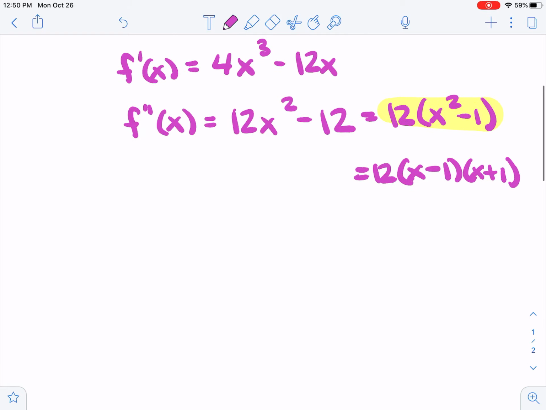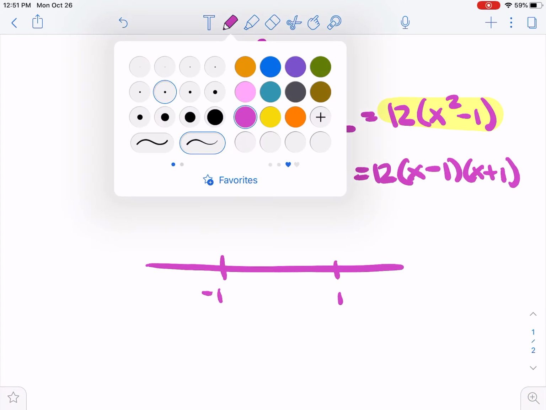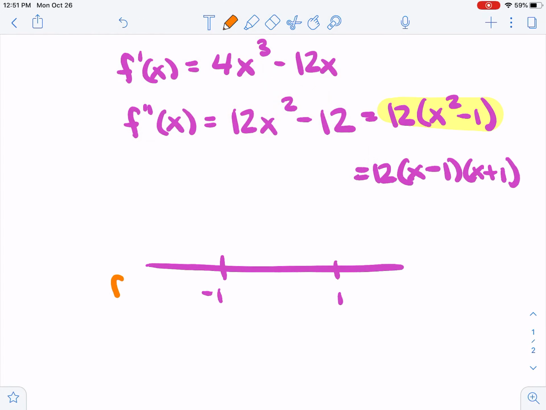We can make another sign chart, -1, 1, coincidentally, same points. These are not critical points, but they're potentially inflection points. Critical points would be where the first derivative is equal to 0. We are looking at the second derivative and where that is 0. So we're going to label it to make sure we keep track of what we're doing.